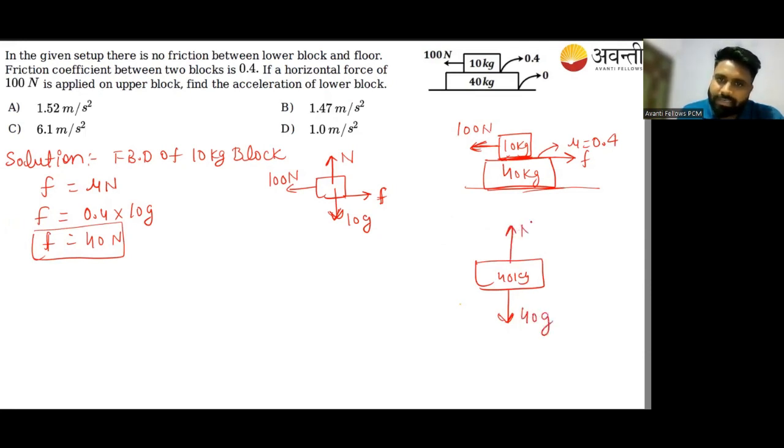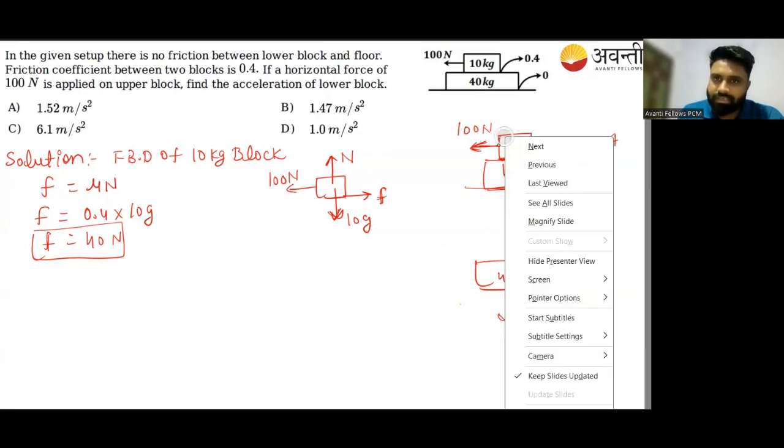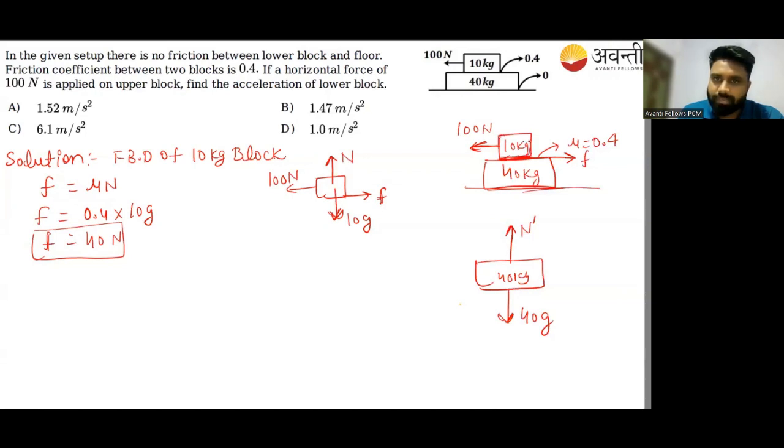There is an upward reaction, N dash, and there is also a reaction by the 10 kg block, which is acting downward and is exactly equal to the mass of the upper block multiplied by gravitational acceleration. Now, if the friction on the upper block acts in this direction, then by Newton's third law an equal and opposite force will act on this block. So only the frictional force is present. This is the block I'm interested in.